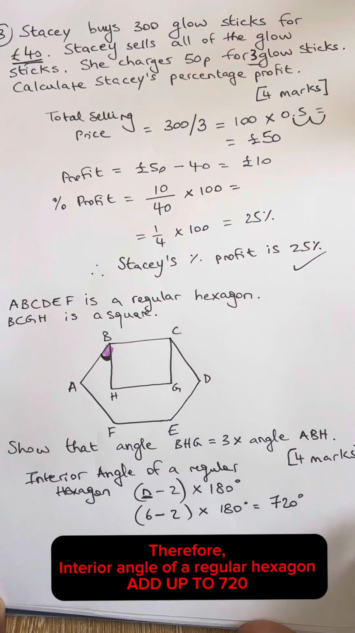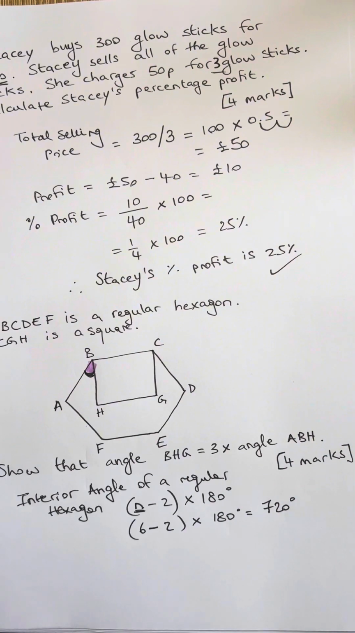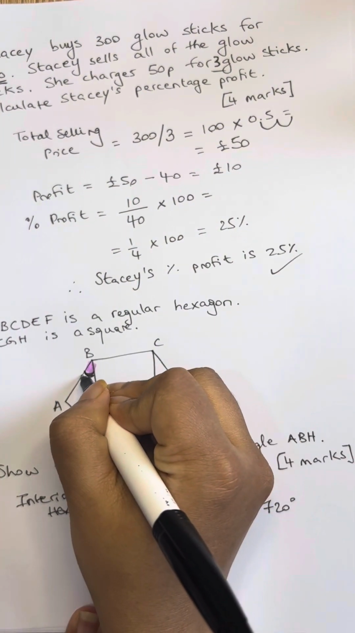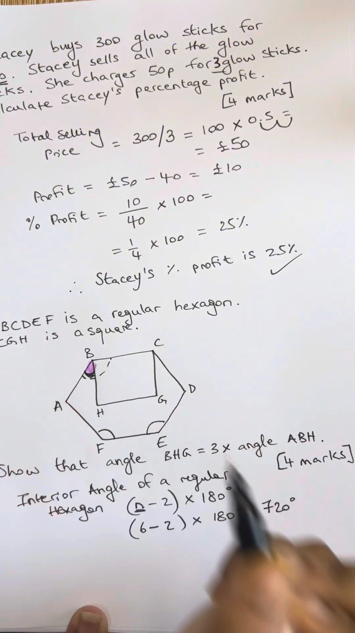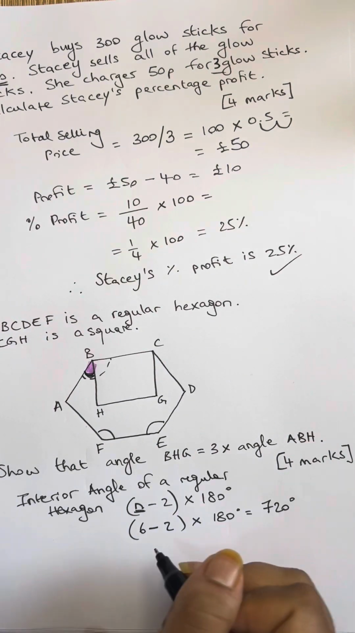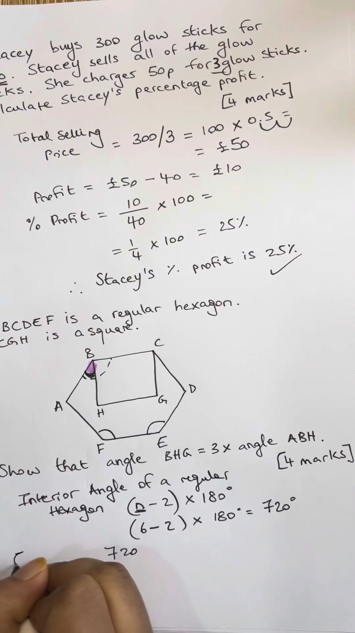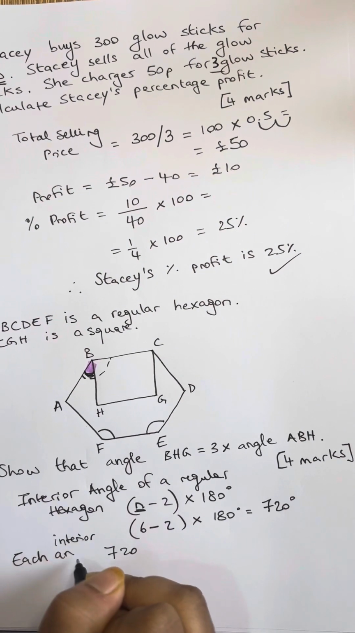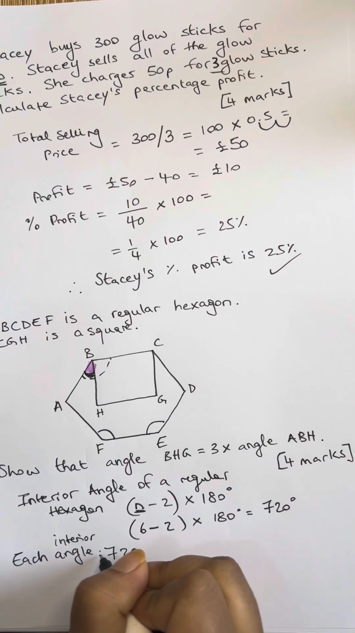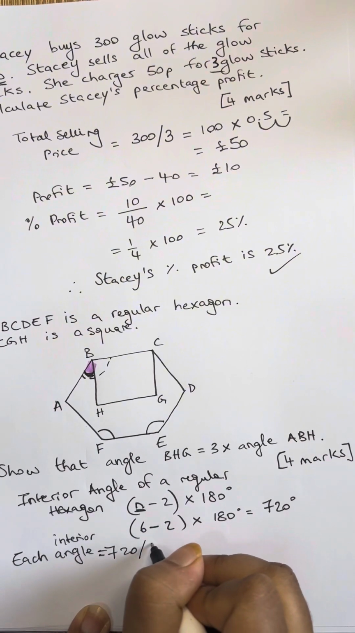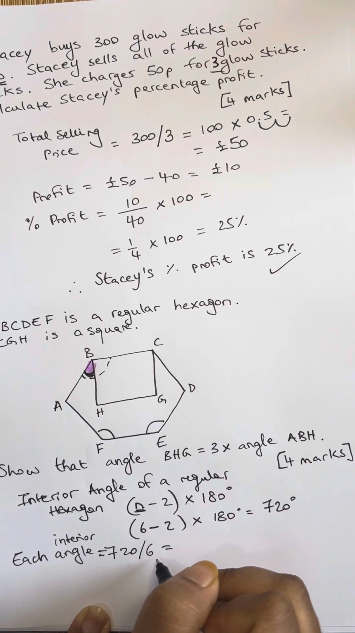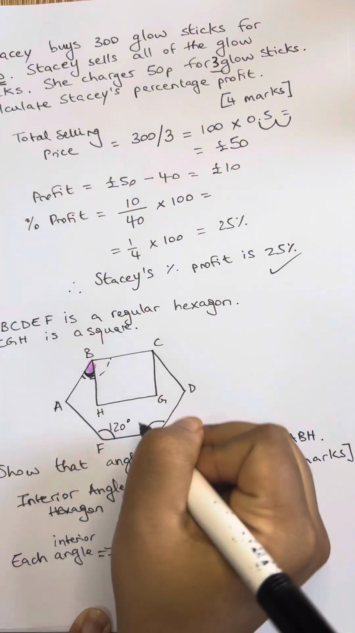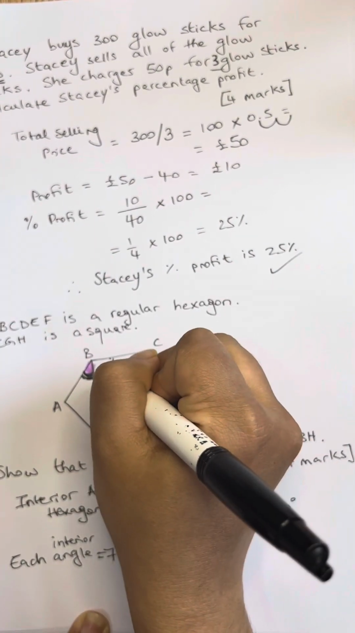Okay, 720 degrees. Now I need to find how much each of these interior angles is. So we're looking for this full angle here. Each interior angle, you need to write it down, is going to be 720 divided by 6. So that's going to be 120 degrees. So each of these is 120, and this full angle here is 120 degrees.